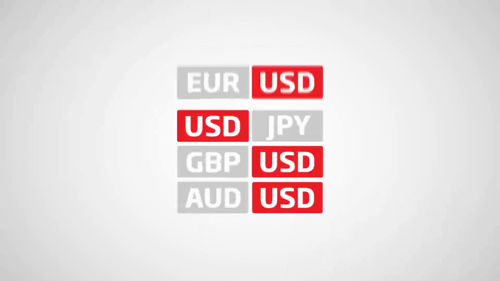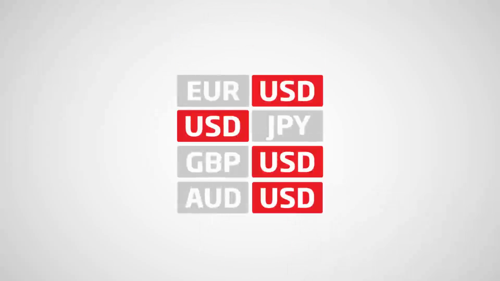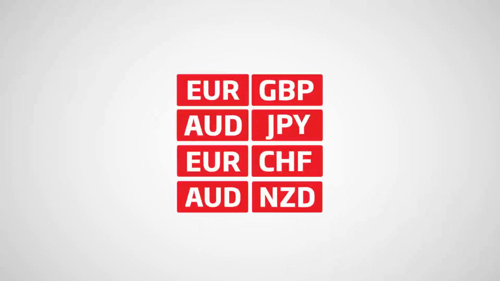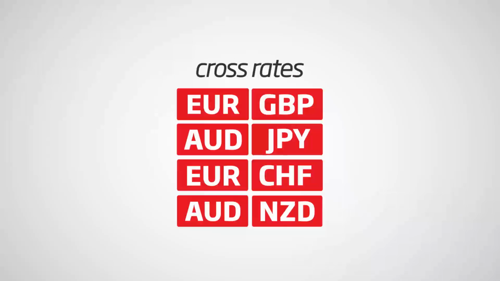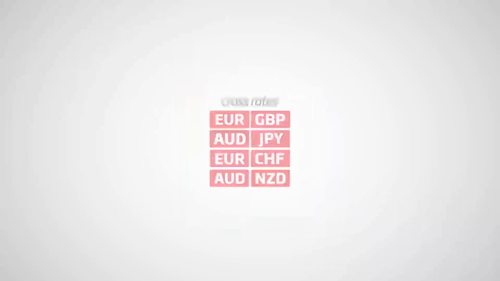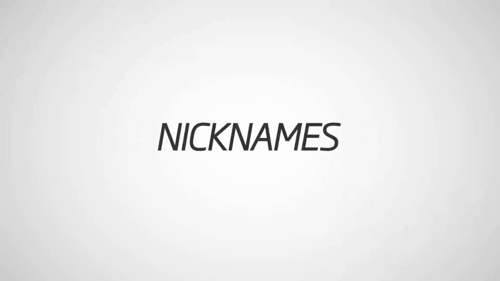Most currencies are quoted against the US dollar, which is the most frequently traded currency. Rates against other currencies are called cross rates. If no other currency is mentioned, then the other person is usually talking about the value of a currency against the US dollar. Some currencies have nicknames which are widely used in the market.